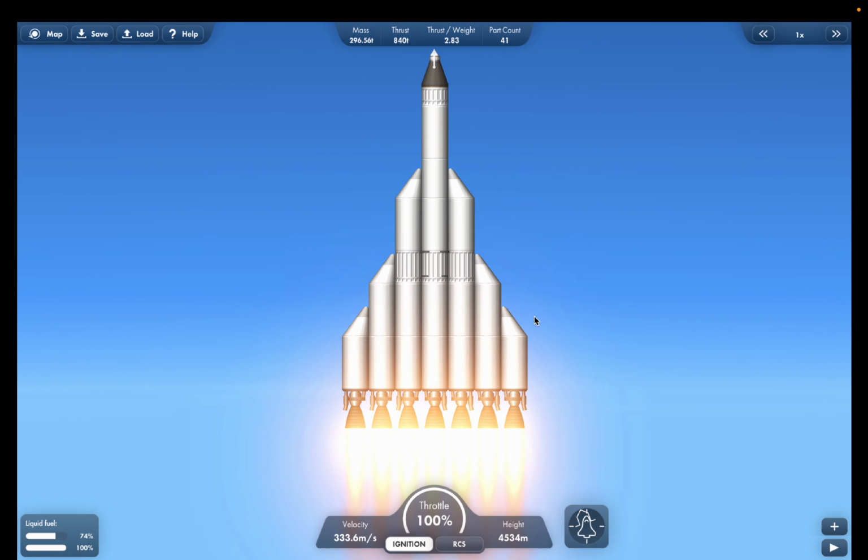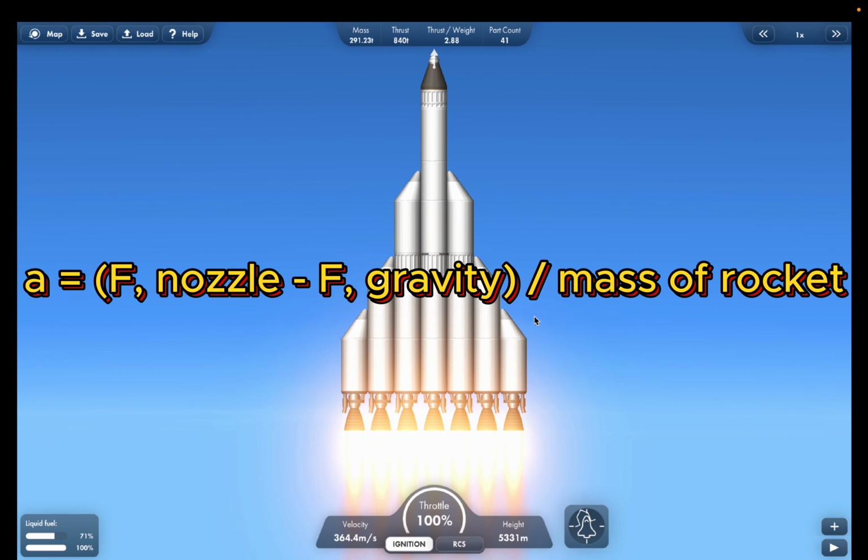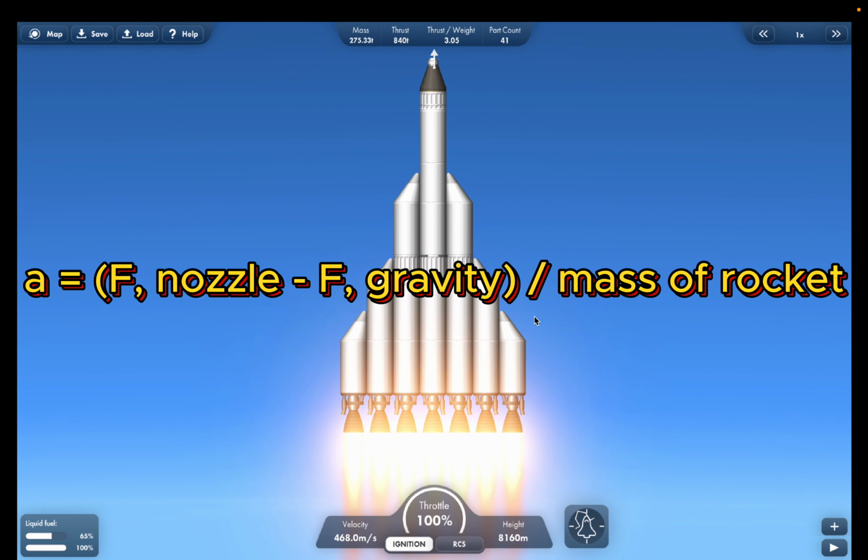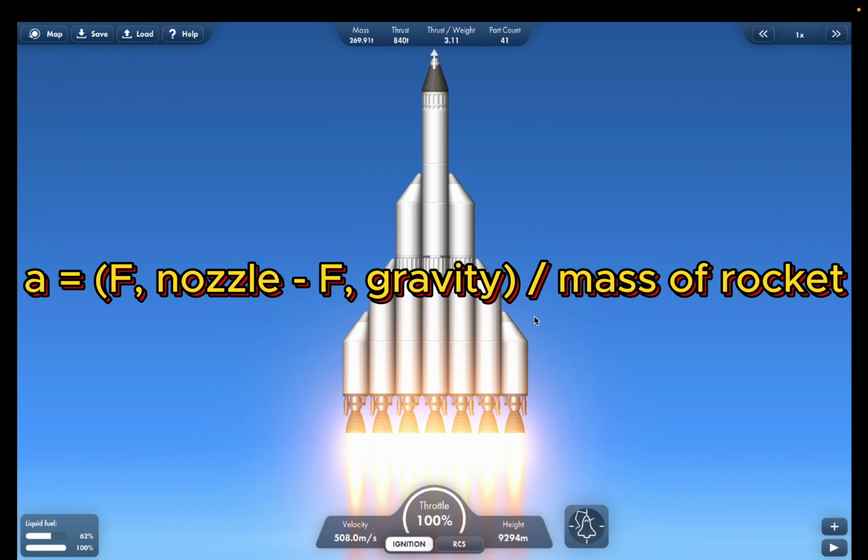The rocket's acceleration is equal to the net force on the rocket, or the nozzle's force on the rocket minus the weight of the rocket, all divided by the rocket's mass. As the rocket burns fuel, its mass decreases, resulting in an increasing acceleration with time.